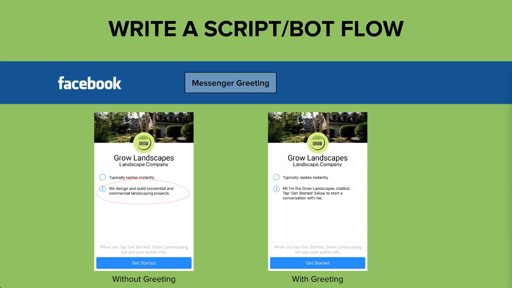It's going to use the about information from your Facebook page, and I think that's a 255 character text area. So Facebook will just put that in there if you do not set a greeting. But on the right, you can see if you do set a greeting, you can actually start the conversation with people before they engage with your bot. So in this case, we just say, hi, I'm the Grow Landscapes chatbot. Tap Get Started below to start a conversation with me.